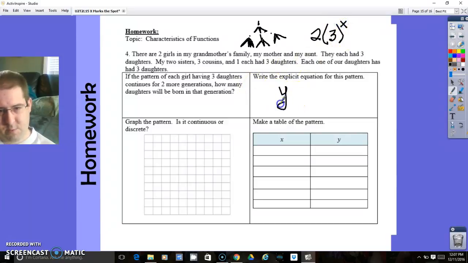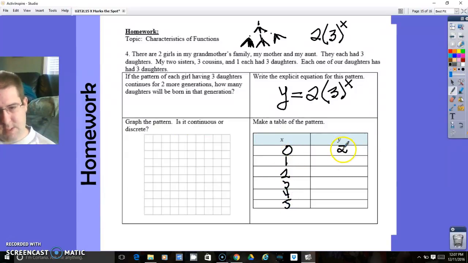Okay, so I believe I just wrote this out. Started with 2 people, and then it triples x amount of times. So started with 2 people, and then triples. Times 3 would be 6, times 3 would be 18, times 3 would be 54. I'm probably going to need that calculator. Times 3 again would be 162, is that right?